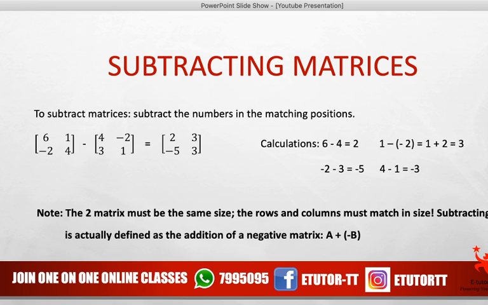Note, the second matrix must be the same size, so the rows and columns must match in size. Same as addition, they must have the same number of rows and columns. Subtracting is actually defined as the addition of a negative matrix. So A plus minus B. And the negative matrix is what we looked at in the previous slide.